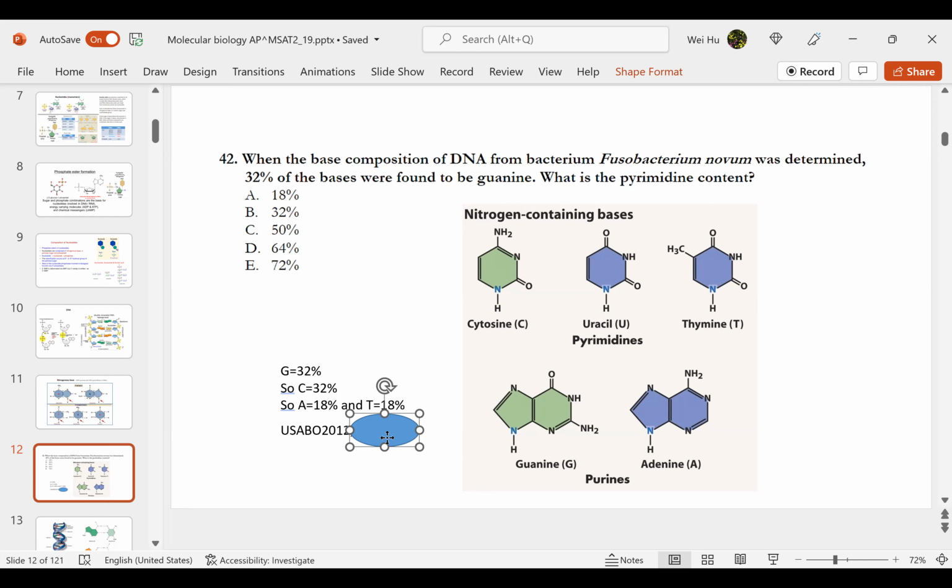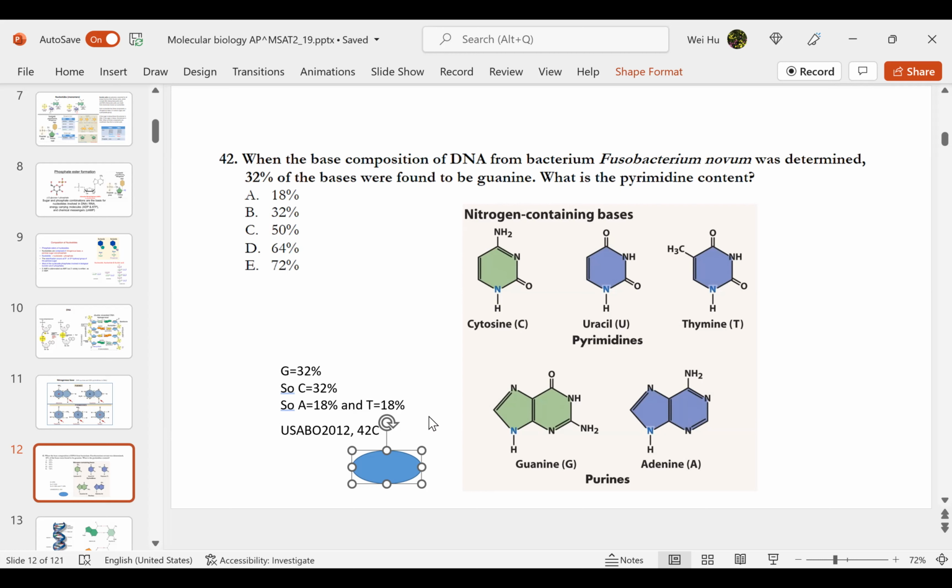Okay, let's do the calculation first. The answer is C. They already told you that G is 32. Remember that's DNA, so if G is 32, then C must also be 32 because they pair. Then together they cost you 64. The remaining must be A and T, so you have 18 of each. That's a simple calculation.